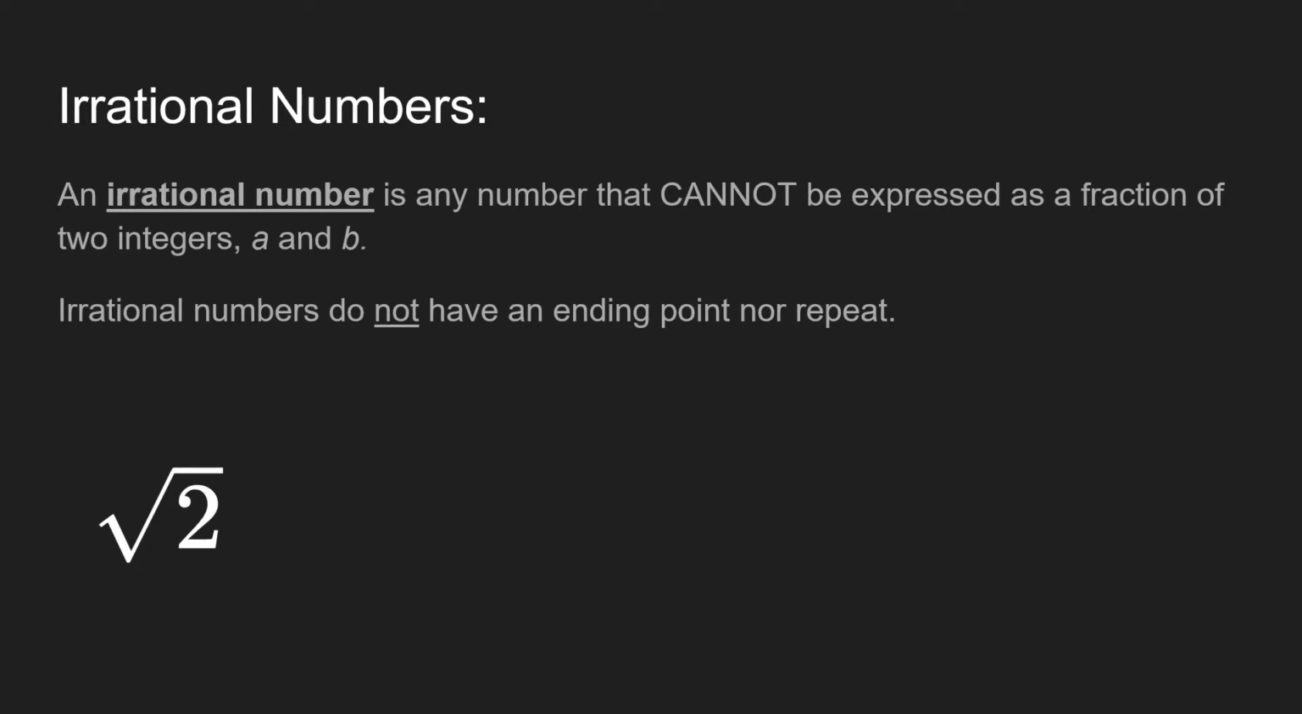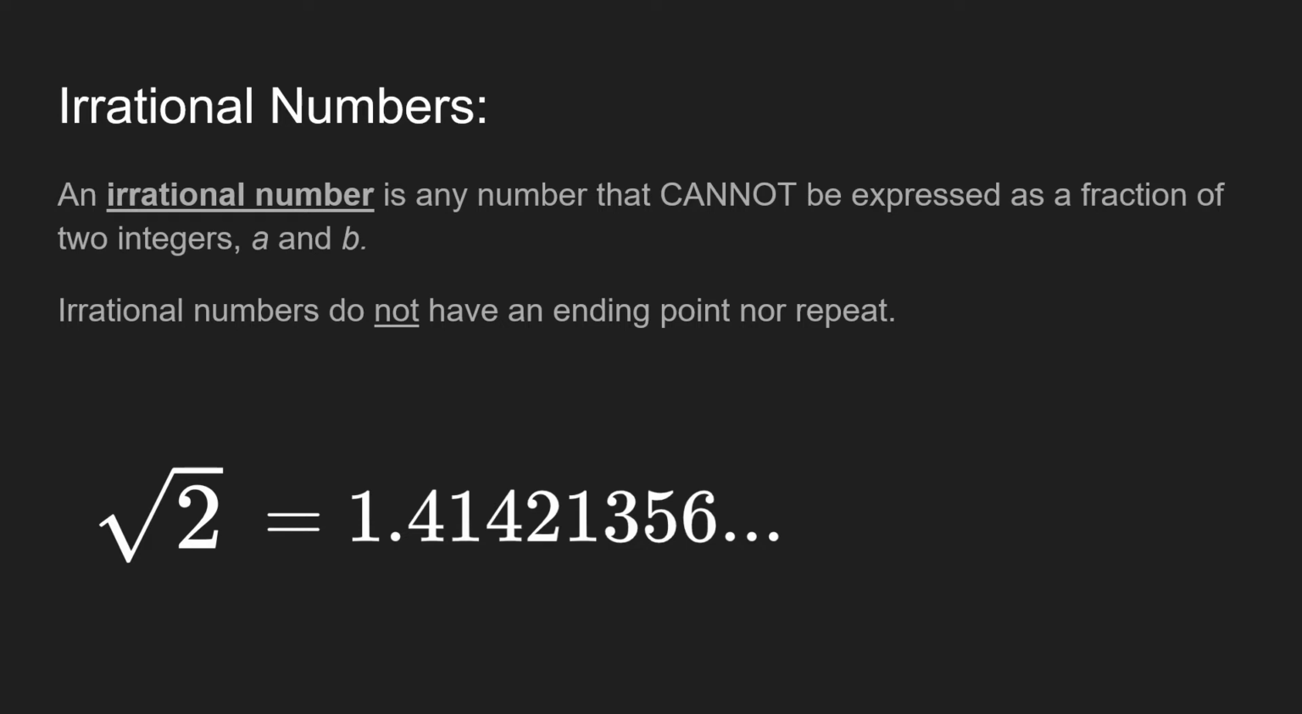An irrational number is any number that cannot be expressed as a fraction of two integers a and b. Irrational numbers do not have an ending point nor repeat. The most basic irrational number that is commonly seen is the square root of 2. Whenever you put the square root of 2 in your calculator, you get this really weird decimal that's equal to about 1.414, and then a whole bunch of numbers after that, and goes on forever. The square root of 2 cannot be expressed as a fraction of two integers because the square root of 2 is not an integer.